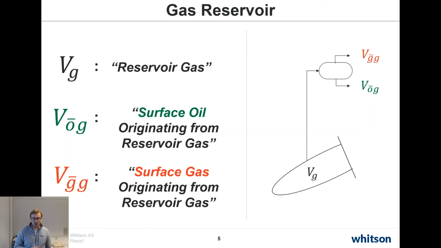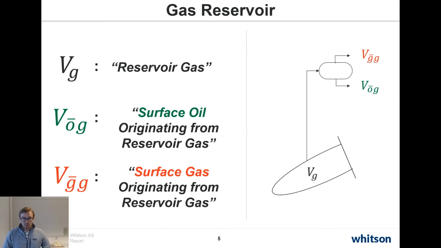Just as the same as we have gas that's in solution with the oil, we denote this surface volume as V subscript O hat G. And likewise the surface gas originating from the reservoir gas as V G hat G.